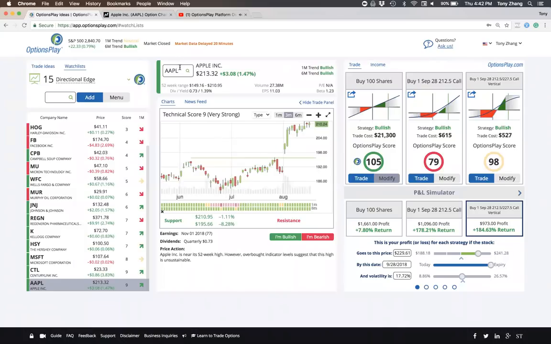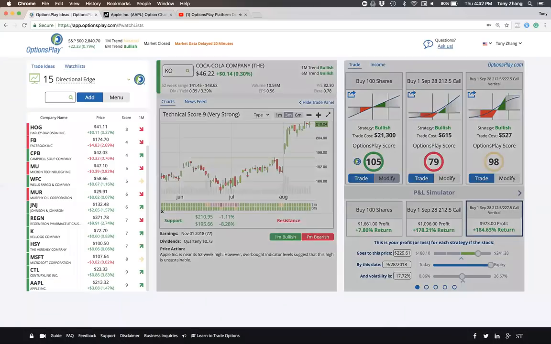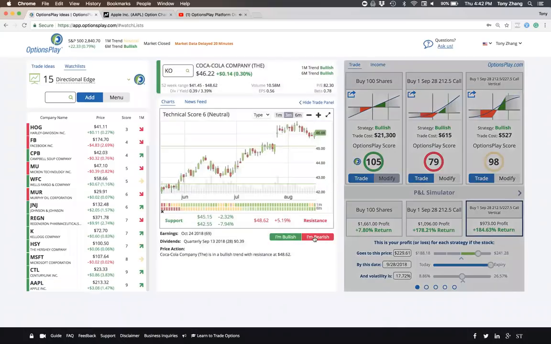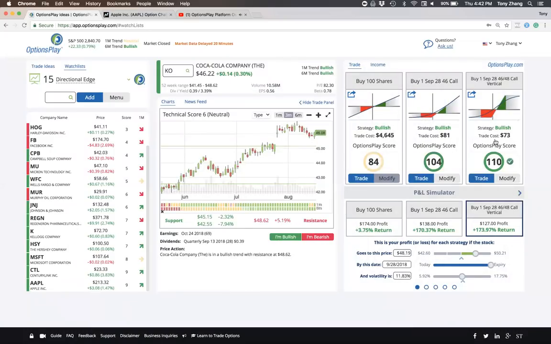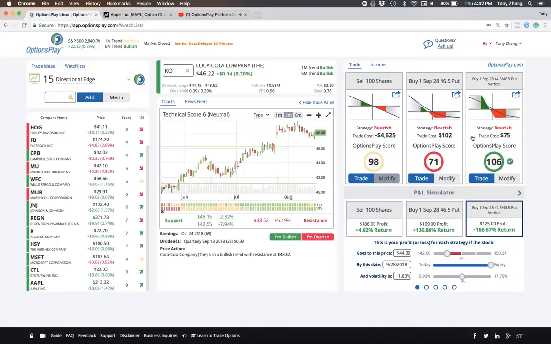All you have to do is type in any single stock. You have two buttons. You can click on I'm bullish and instantly be presented with 3 bullish strategies on an individual stock, or click on I'm bearish and be presented with 3 bearish strategies instantly. This is designed to help those of you that are brand new, so that you can find starting points to play around with.